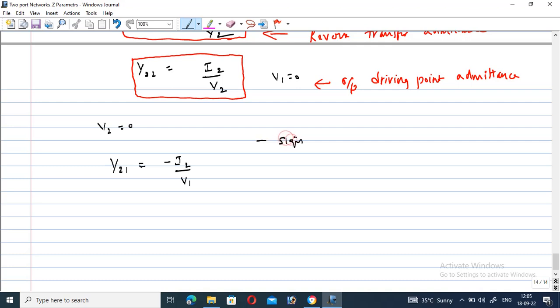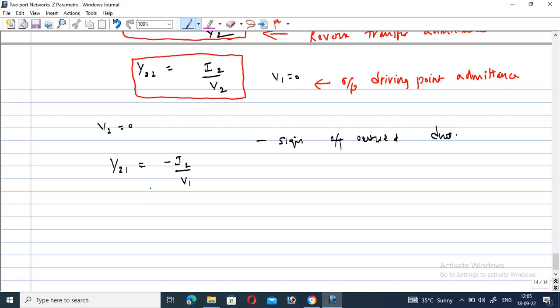Negative sign means that the current I2 is in the outward direction of the corresponding diagram. Actually, I2 is in the outward direction. That's why we can represent it so.